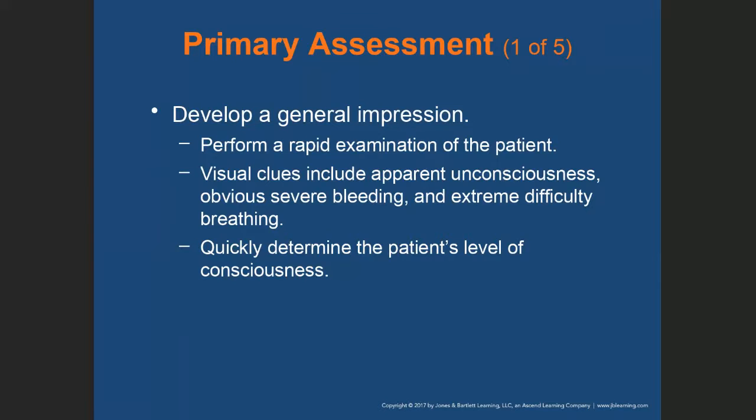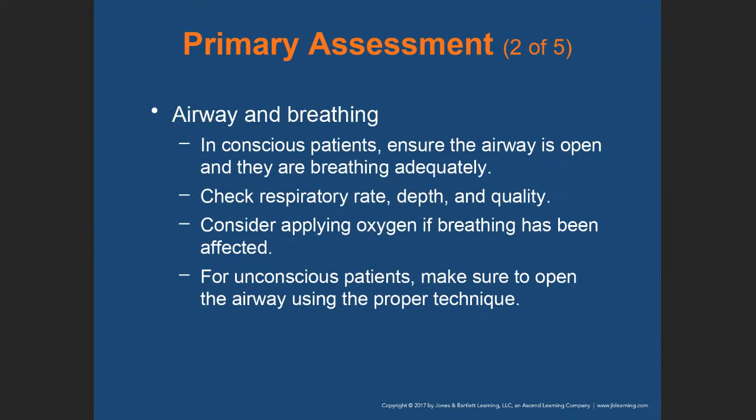Once you have completed your scene size up, the next phase of your assessment is your primary assessment. You're going to form a general impression. Develop a general impression, perform a rapid examination of the patient. Visual clues include apparent unconsciousness, obvious severe bleeding, extreme difficulty breathing. Quickly determine the patient's level of consciousness. After you have determined the patient's level of consciousness, next is airway and breathing. In conscious patients, ensure that the airway is open and they are breathing adequately.